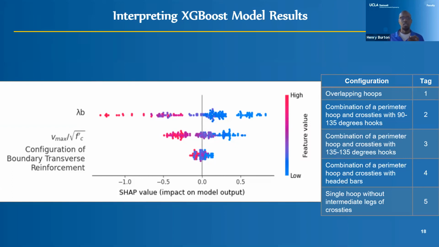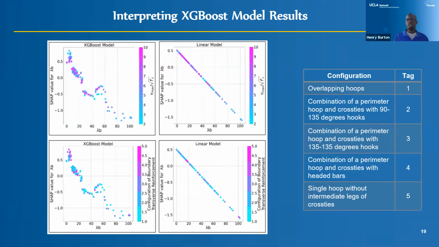transverse reinforcement. So it shows that, again, the high numbers are to the left, right? So high numbers, meaning the numbers closer to five. Five represents the type of transverse reinforcement that you would not want to have in seismic applications, right? So that's associated with the lower drift capacity. So again, makes sense.